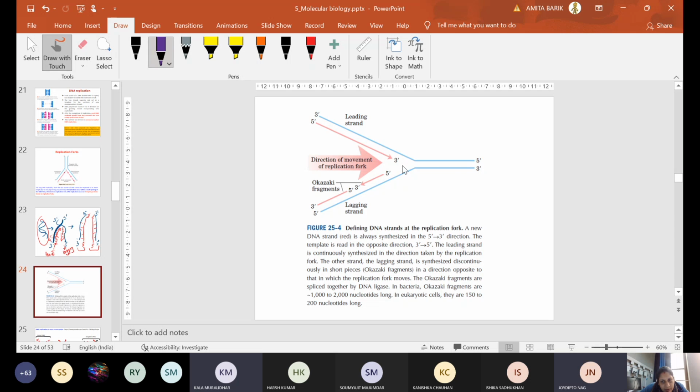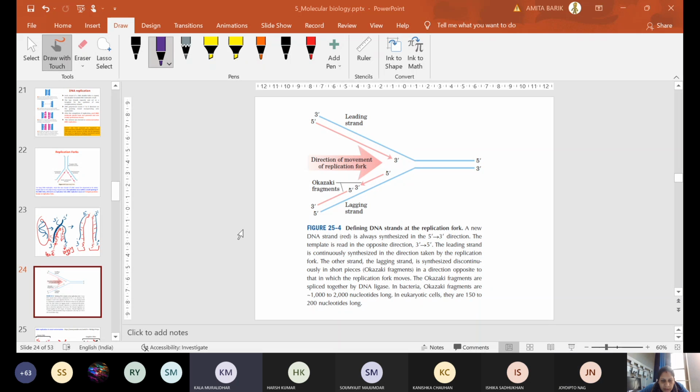Clear? Similarly, DNA polymerase is bringing nucleotides here in the 5' to 3' direction. So in this case, the lagging strand is formed in the 5' to 3' direction on the other template, which is from 5' to 3'. Okay, ma'am, understood. Understood?